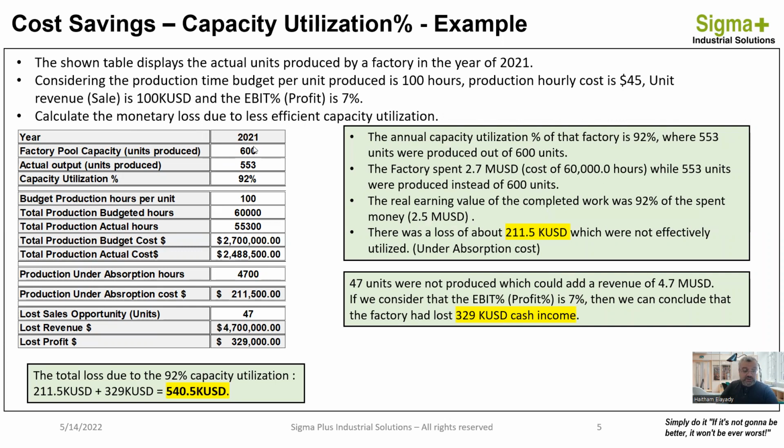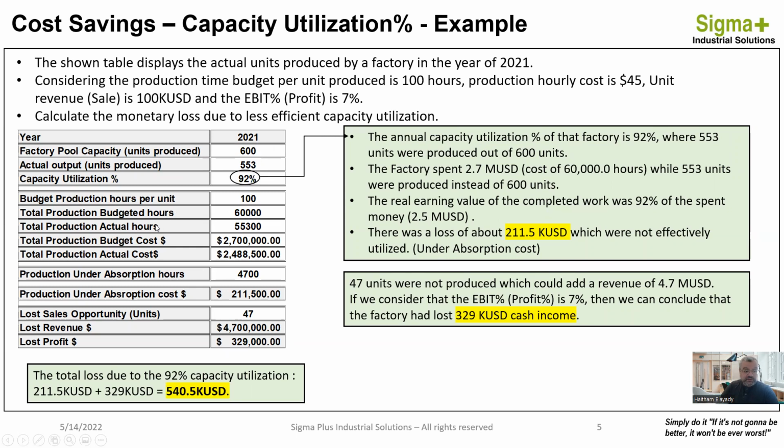In 2021, the factory has a full capacity of 600 units. The actual produced were 553, which means that we had a capacity utilization percentage of 92%, by dividing the 553 units over the 600. And the budget of the production hours to produce one unit is 100. The total production budgeted hours is 60,000 hours, which is the 100 hours multiplied by the 600.